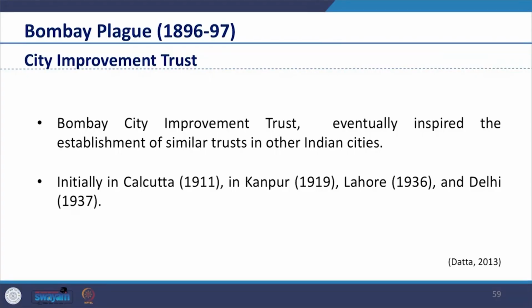As per the publication in Planning Perspectives in 2013, the Bombay City Improvement Trust eventually inspired the establishment of similar trusts in other Indian cities, initially in Kolkata in 1911, then also notably in Kanpur in 1919, Lahore in 1936 and Delhi in 1937. So we see the origin of planning legislation in the Indian context.